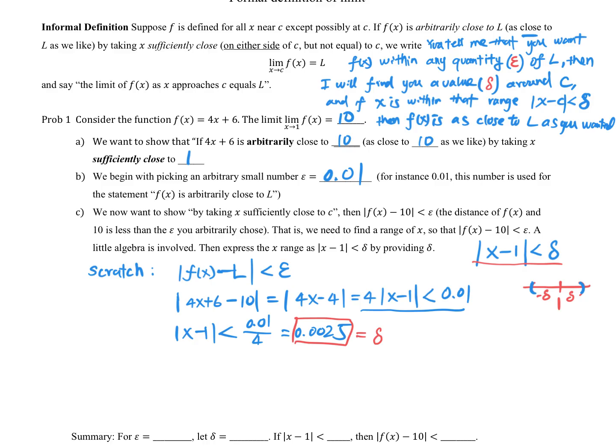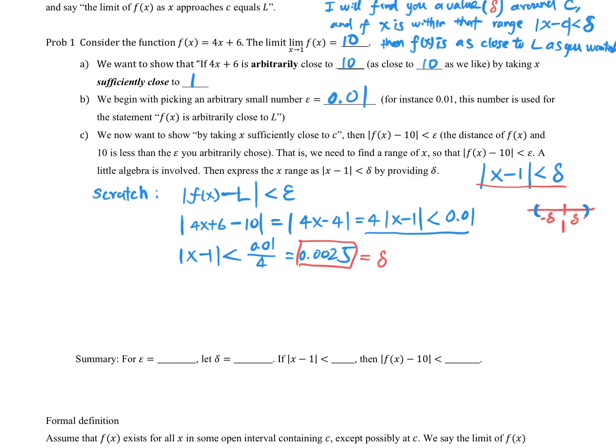Basically, what I mean is, you gave me epsilon 0.01, and you want your function minus 10 to be less than this 0.01. I can achieve that by letting delta be 0.0025. In other words, if the absolute value of x minus 1 is less than 0.0025, this has to be true.